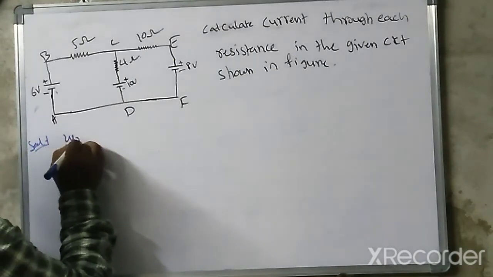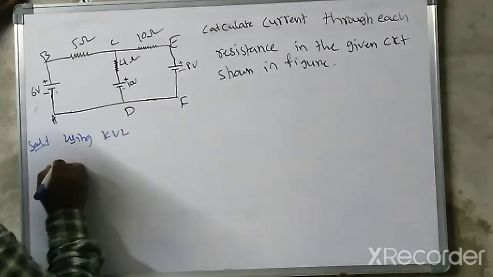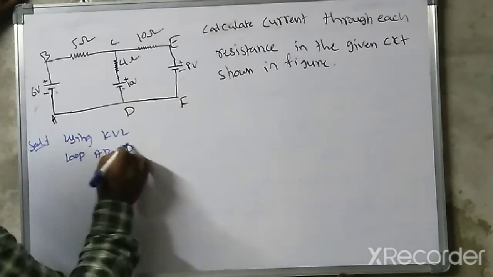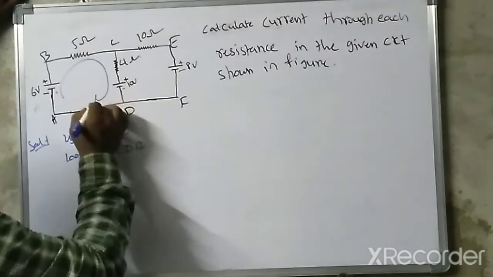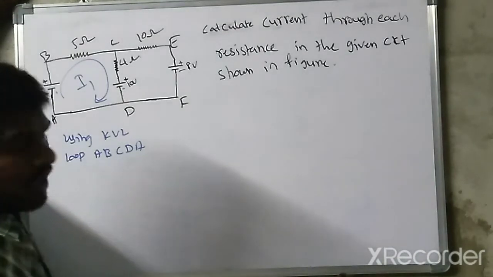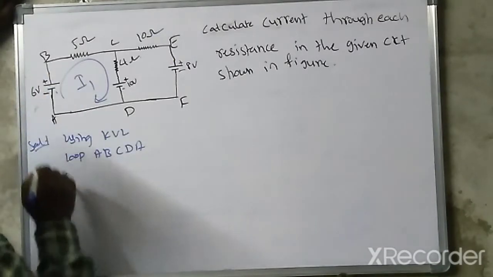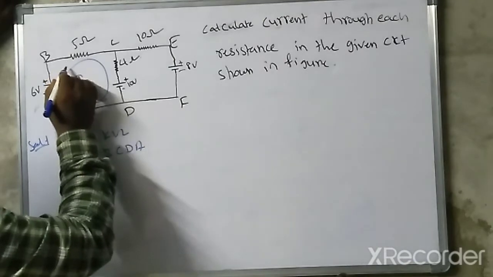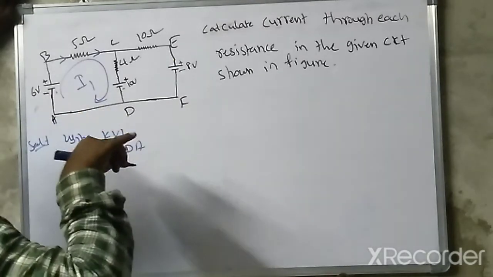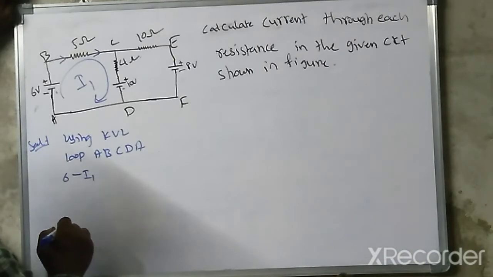Using the KVL rule, loop A, B, C, D and A. Here we already consider the current I1. In this equation you may apply the KVL rule. Here going negative to positive, that's why plus 6. And the current direction and your path direction are both the same, that's why you write minus the current I1 into 5.